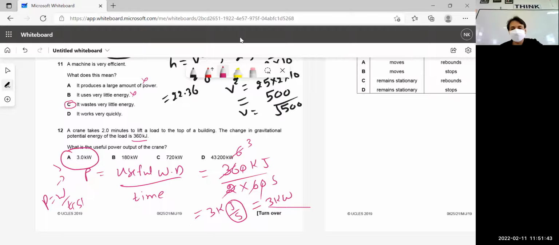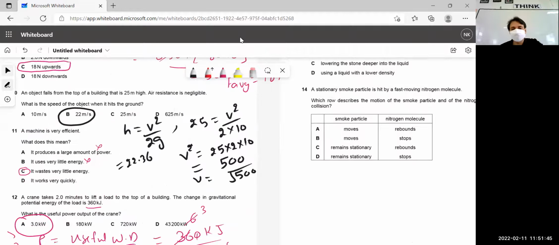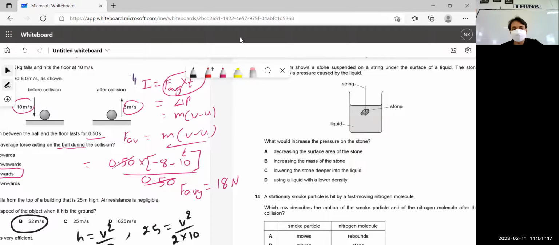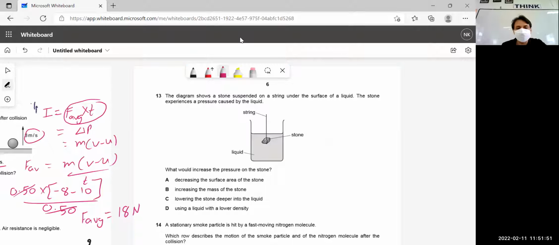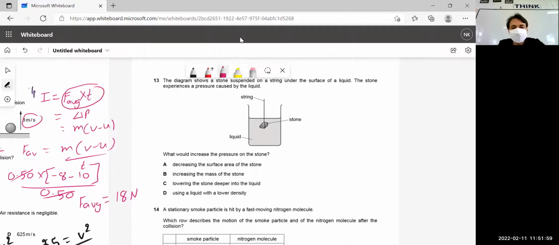Question number 13. In question number 13, the diagram shows a stone suspended on a string under the surface of a liquid. The stone experiences a pressure caused by the liquid. What would increase the pressure on the stone?